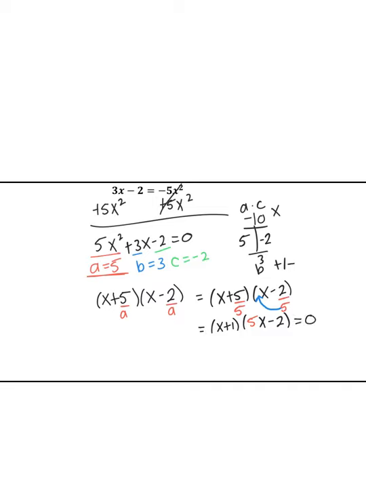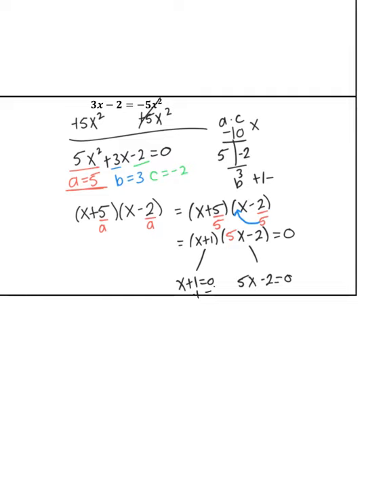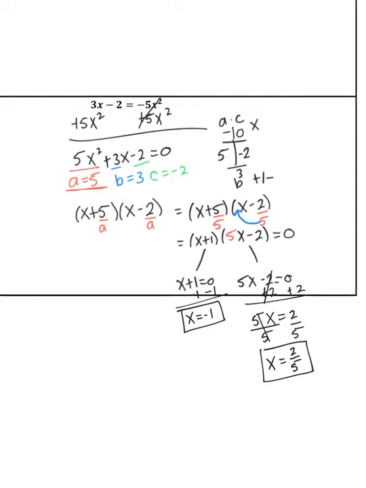Remember that all of this is equal to 0. So I can go ahead and solve this now. I can set both of these factors equal to 0, and then I can solve for x. On the first one, all I need to do is subtract 1, and I get x is equal to -1. On the second one, this is a 2-step. I'm going to add 2 to both sides, and then I'm going to divide both sides by 5, and you're going to get x is equal to 2 over 5. And those are your two solutions.